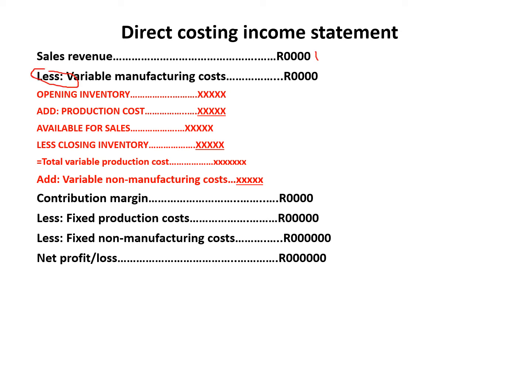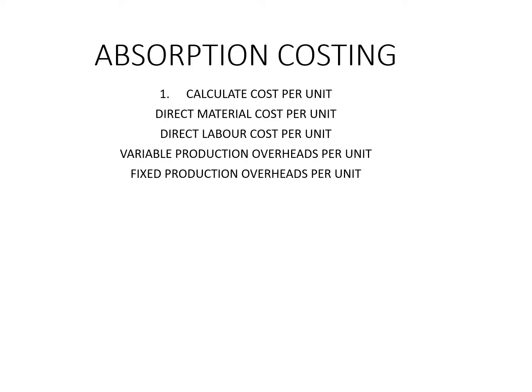You less them from sales, then you get contribution. Then you less your fixed production expenses. Then eventually you get your profit or loss.